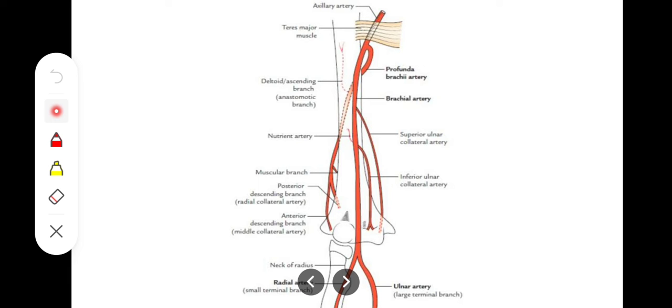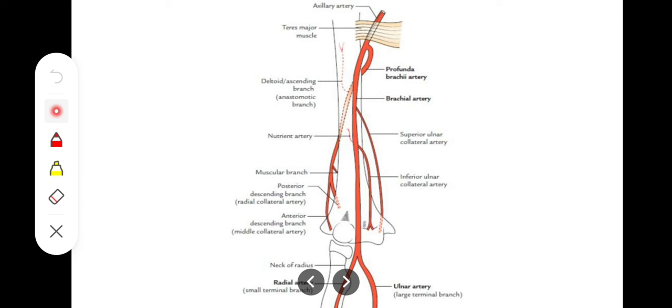We often keep talking about the profunda brachii artery accompanying the radial nerve. This is actually a branch of the brachial artery, which arises from it just below the level of the teres major muscle, and it goes into the posterior compartment to supply it, because it is a major vessel of the posterior compartment of the arm, right? Just after its origin, it winds around and goes on the posterior side of the arm, right?